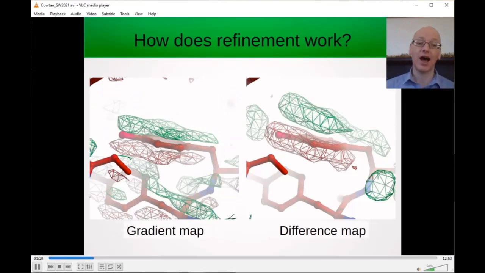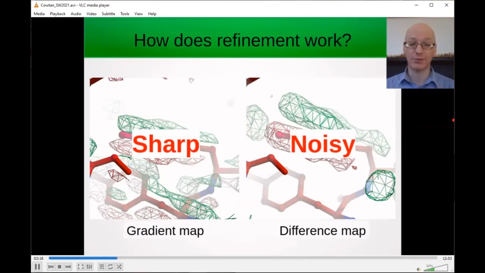How does it do this? Well, we need to determine how to change each parameter of the model in order to reduce the features of the difference map. And we do this by calculating a gradient map. This is a gradient map in the y direction, so it shows positive features above all the atoms and negative below them. And where we see agreement between the gradient map and the difference map, that tells us that that parameter, the y coordinate in this case, needs to be increased in order to reduce the features of the difference map. So if we move all these atoms upwards a bit, we increase their y values, we will reduce the features of the difference map.